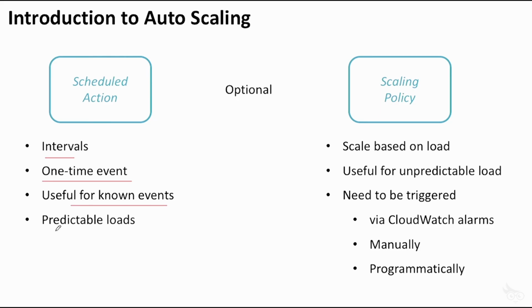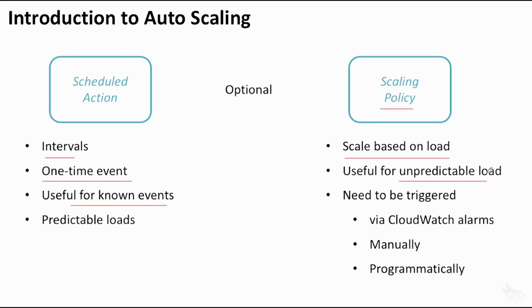And that's really helpful when you know the events ahead of time. Then you can get out ahead of that curve and go ahead and have those machines available before that traffic starts coming in. The other thing that we could do is what's called a scaling policy, and this allows us to scale based on a dynamic load. It's really useful for those times when you can't predict when that load is going to come in.